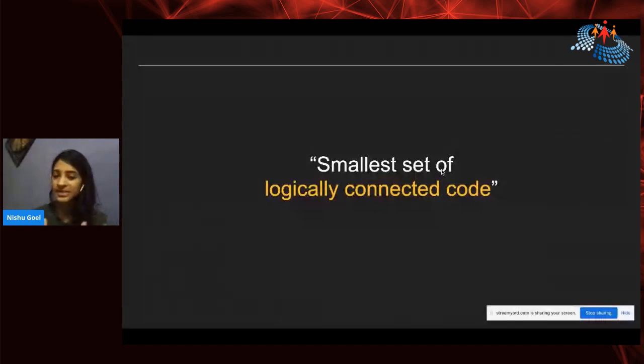So this is the definition that kind of justifies the use of a library. It says it's the smallest set of logically connected code. And as you can see, I've highlighted logically connected code here. What it really means is that you would have one feature, one functionality in your library that you want to bundle together and use as this small set of connected code, which is obviously logical enough because it has a purpose. It has this feature that you're trying to export.